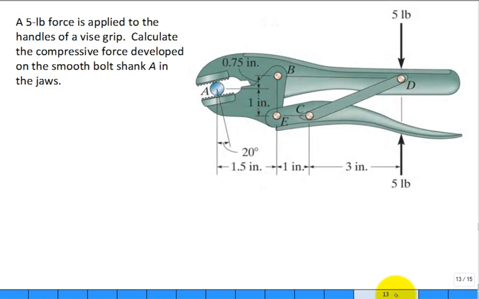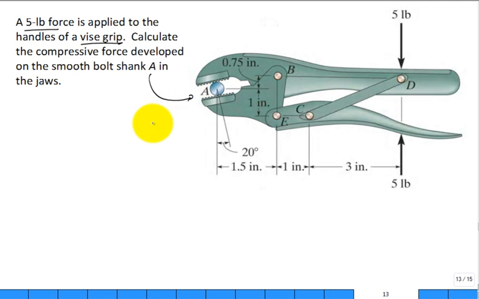All right. Let's take a look at this problem. We have vice grips. This is a configuration. It looks like vice grips. You have 5 pound force applied in the handle, right aligned over this pin D on the vice grips. Calculate the compressive force developed on the smooth bolt shank A in the jaws.